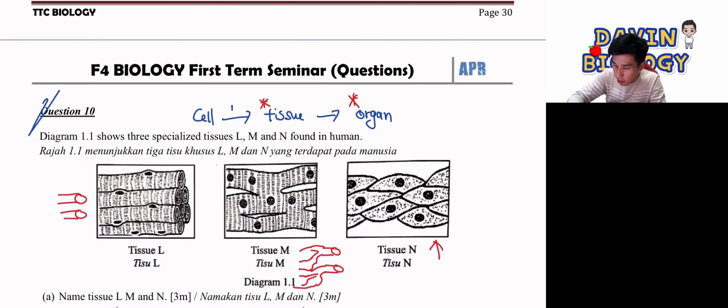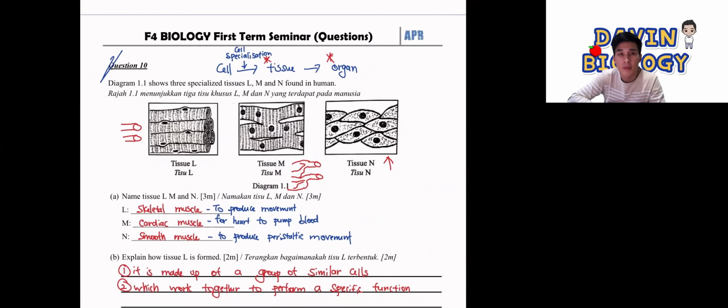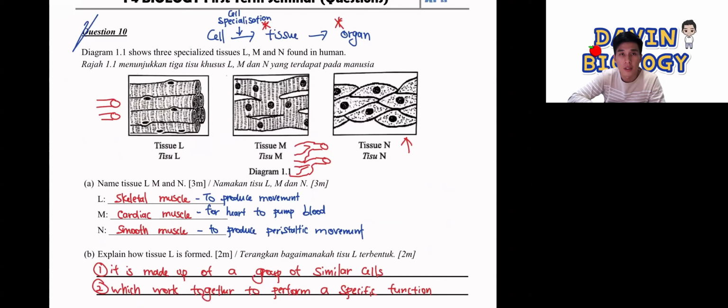So sometimes they like to write here like that: what process is this? This process is called cell specialization.